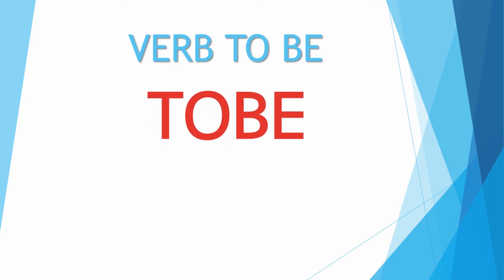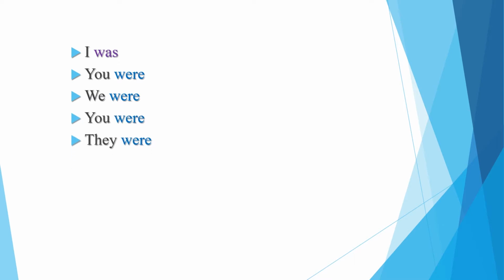In English we have two past forms of the verb to be. The first one is was, and the second one is were. If you look at this slide, you will see here that we use was with I, he, she and it, and were we use with you, we and they.